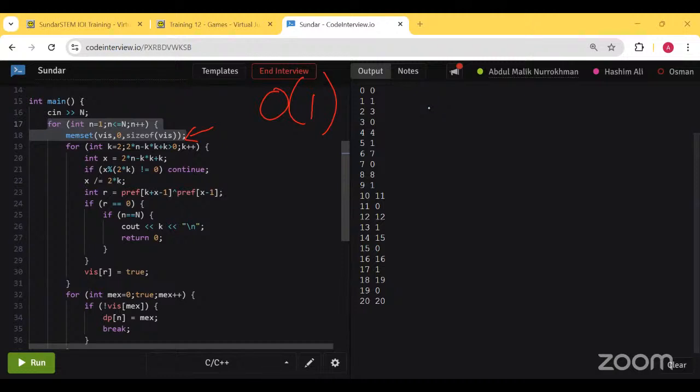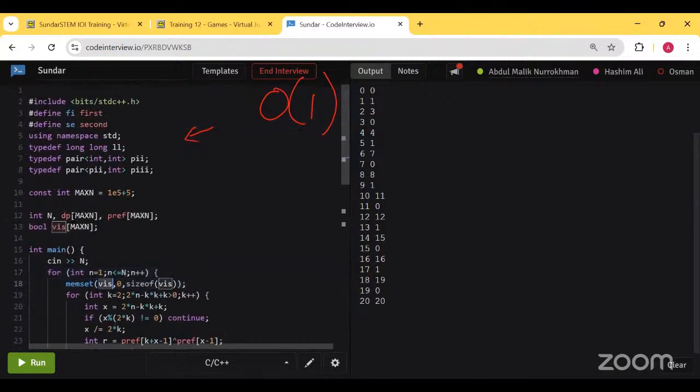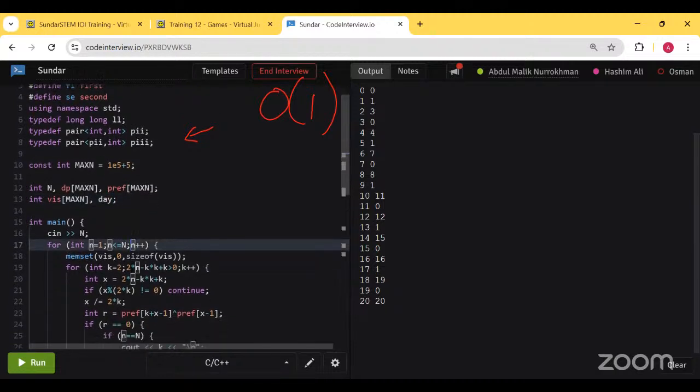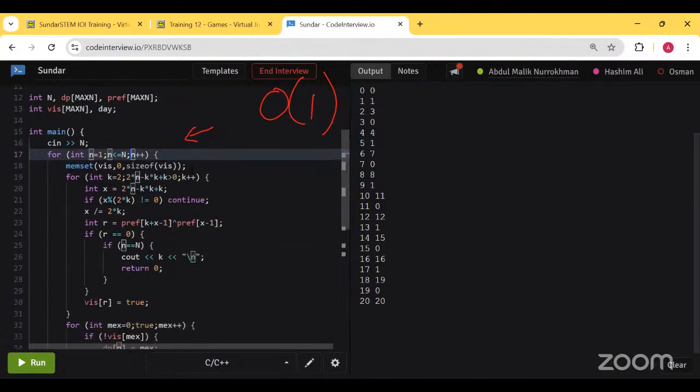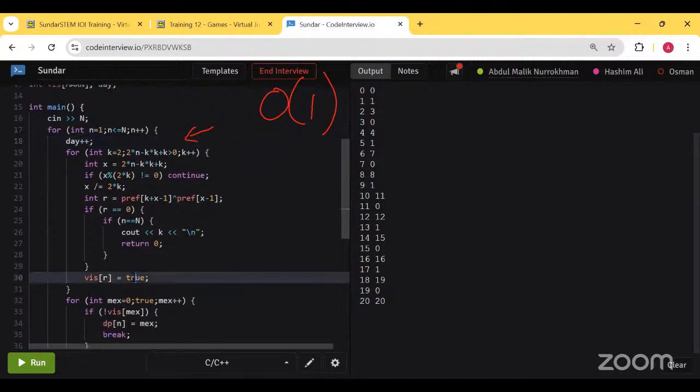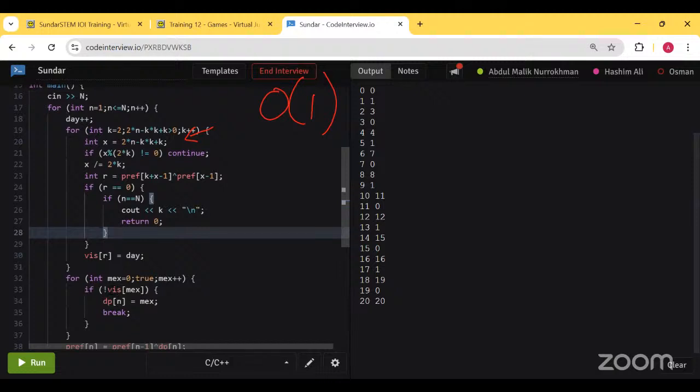Okay. In order to reset a visited array of Boolean in just O(1), we can make it an integer and then make another value j. Then we can reset using j++, and then we can set visited equal to j, and we can check whether it is visited or not. Just check is it equal to j or not.